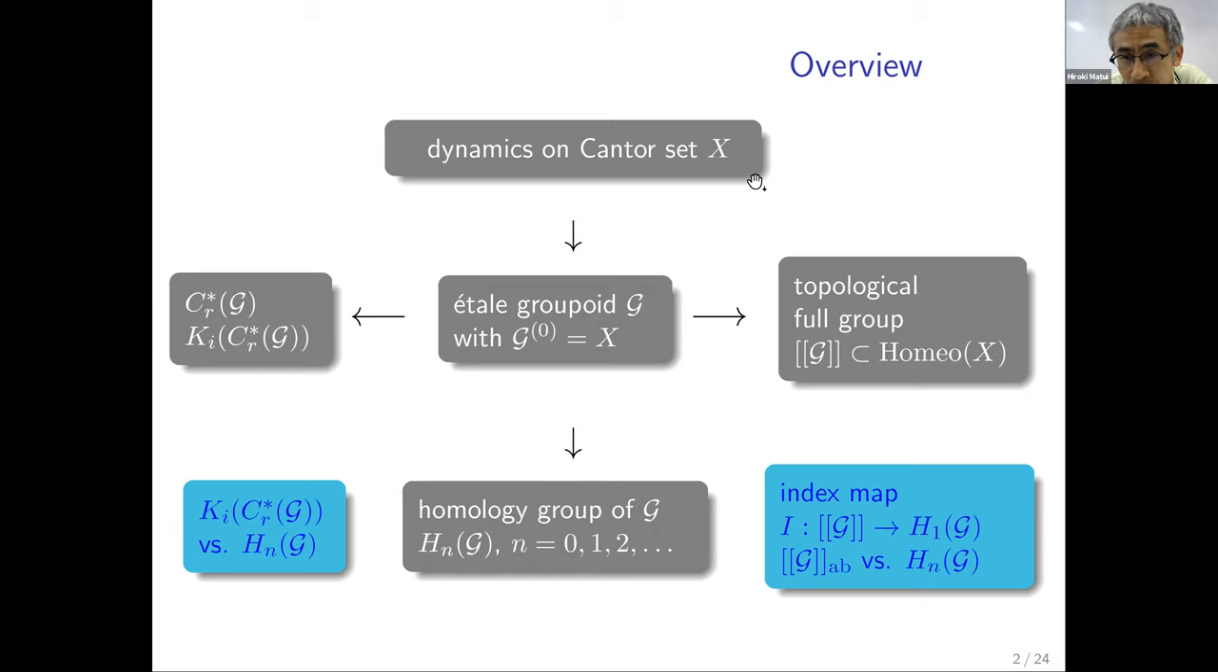Oh, can you see my mouse pointer? Yes, your mouse is visible.